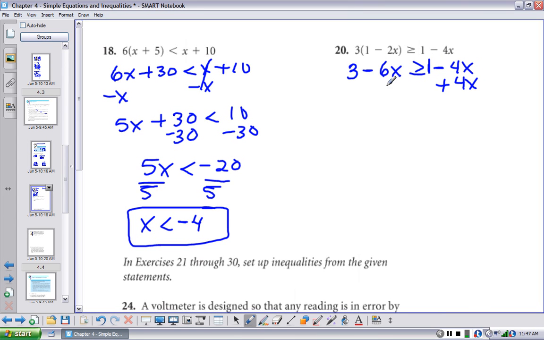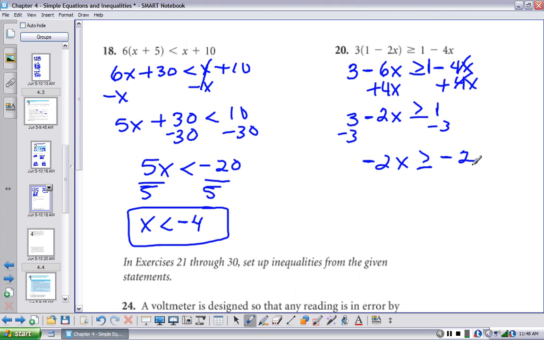So I am going to add 4x to both sides. So I have 3 minus 6x plus 4x is minus 2x is greater than or equal to 1. So now I'm going to take my 3 to the other side by subtracting 3. I have -2x is greater than or equal to -2.